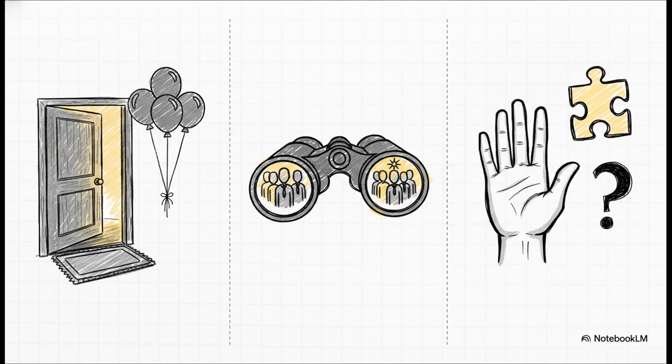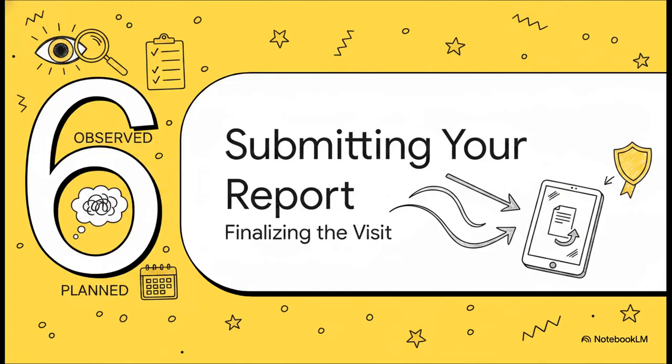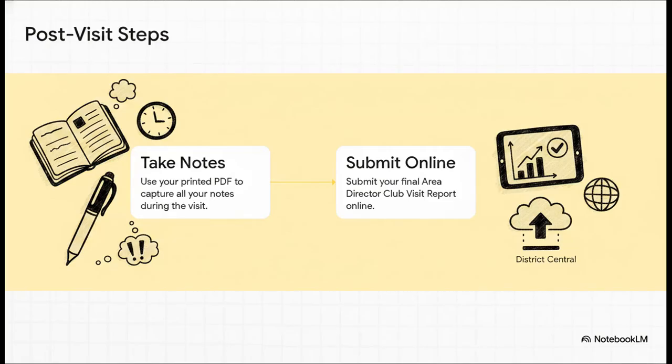And honestly, most importantly, explicitly ask the club, what are your specific challenges and where do you need district support? Give them the floor to ask for help. And finally, Step 6, Submitting your report. You've observed, you've evaluated, and you've planned. Now the manual makes finalizing your visit a super simple 2-step process.